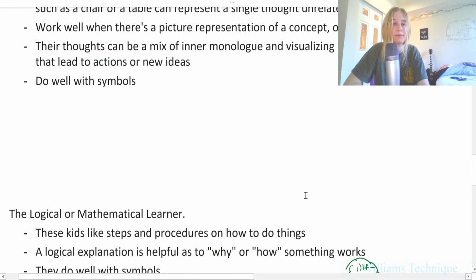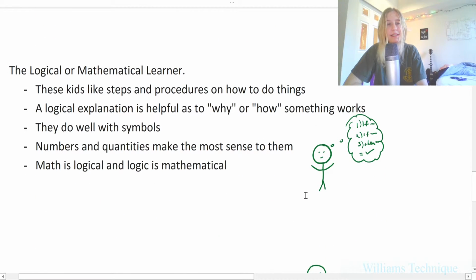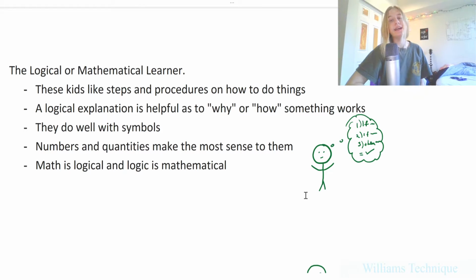So, next learner is the logical or mathematical learner. These types of students like steps and procedures, why or how something works, if-then statements. Numbers and quantities tend to make sense to them. So do algebraic procedures.